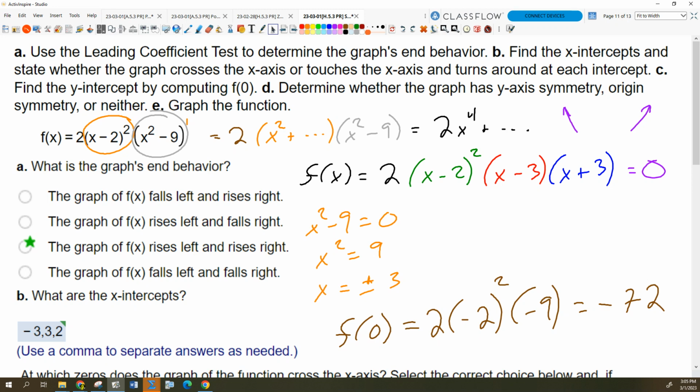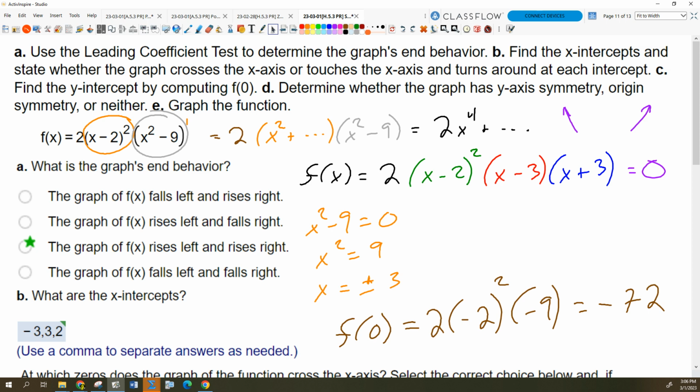Here's another way I could do that. I want to show you how these multiplicities work. If I graphed the function y equals x minus 2, what would it look like? Wouldn't it just look like a line with a slope of 1 and a y-intercept of negative 2? Everybody agree? So that's going to be a line that cuts through the x-axis at 2, right? Everybody get that? Because it's just a line. If I graph y equals x minus 2, it's a line.